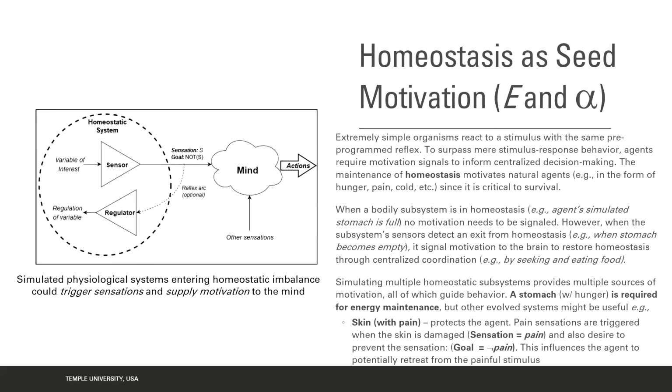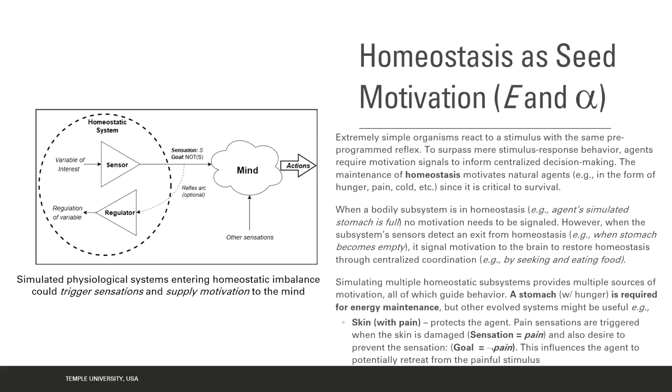And so the maintenance of homeostasis motivates natural agents in the form of hunger, pain, and cold, since these are critical to their survival. When a bodily system is in homeostasis, for example, when the agent's stomach is full, no motivation needs to be signaled. But when the subsystem sensors detect an exit from homeostasis, like when the stomach becomes empty, it signals motivation to the brain to restore that homeostasis through some centralized coordination and action, such as by seeking food and then eating it.